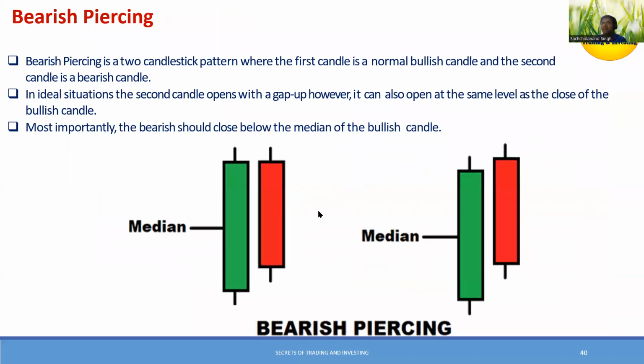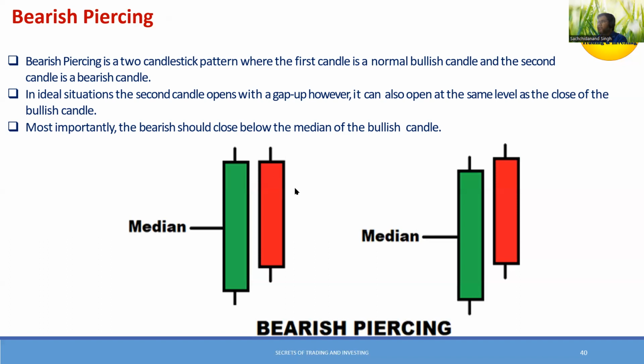Next one is bearish piercing. It is just the opposite of the bullish piercing, where it is a combination of two candlestick patterns. The first candle is a normal bullish candle, followed by a second candle which is bearish in nature. In an ideal situation, the second candle opens with a little gap up. However, it can also open at the same level as well.